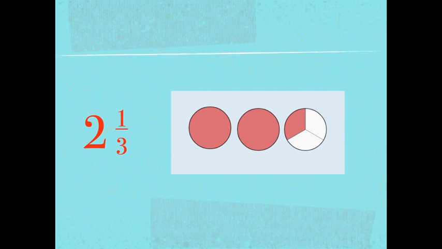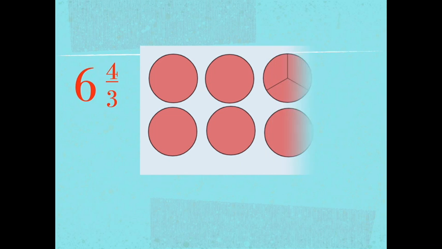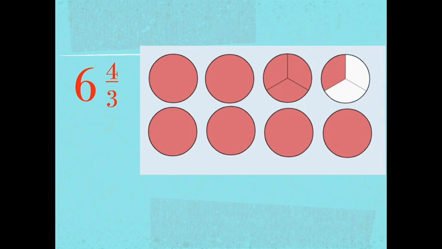So now that we got our vocabulary out of the way, let's take a look at this number. This is 2 1/3. It looks like this: 2 circles and 1/3 of another circle. Now look at this number. The 4/3 part is definitely improper, but it looks like this. You see how I have 6 whole circles and then 4/3 colored in?